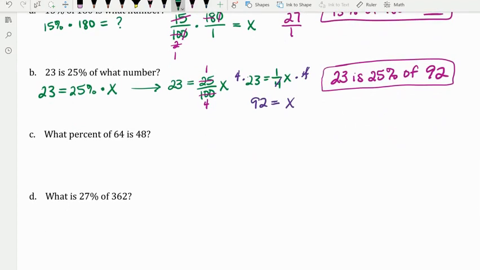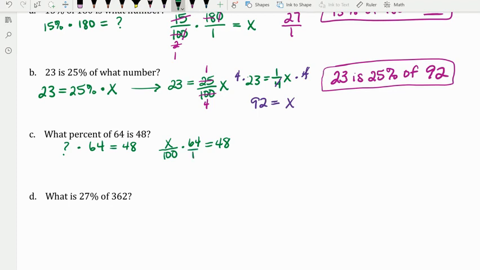Next one, what percent of 64 is 48? So this one, what percent, so that's the part I'm trying to find out. Of would be my times, 64 is my equals, and then 48, right? Now when I do what percent, remember with our percent, we always put it out of 100 or over 100. So since I don't know the percent, I'm going to do x over 100 times the 64 equals 48. Again, you can put the 64 over 1.